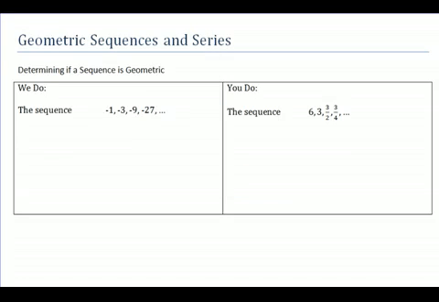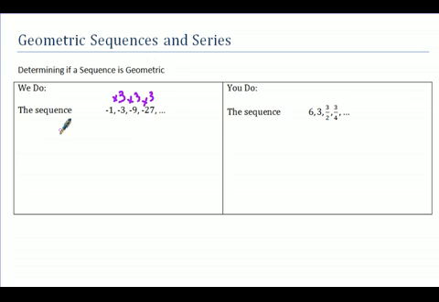All right, today we're talking about geometric sequences. Let's look at this first sequence here. -1, -3, -9, -27. Hopefully you can see here that the pattern in this sequence is that every time we're multiplying by 3 to get the next term. Times 3, -1 times 3 is -3, -3 times 3 is -9, -9 times 3 is -27.